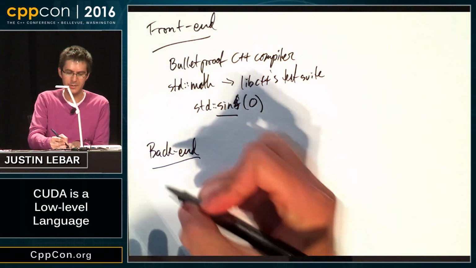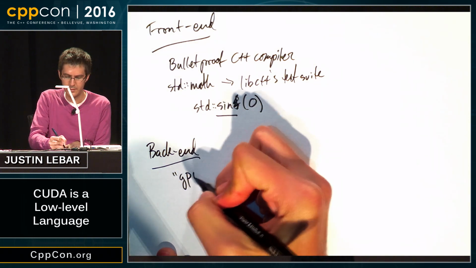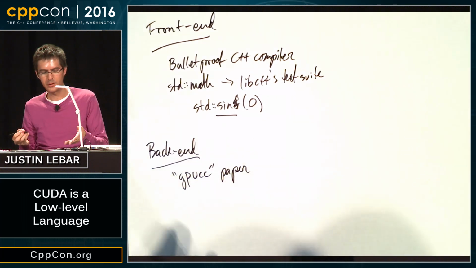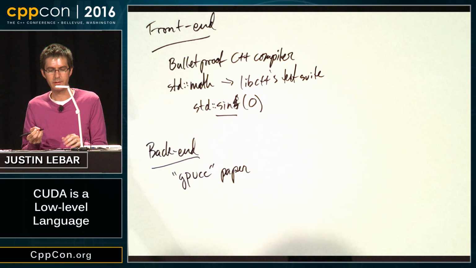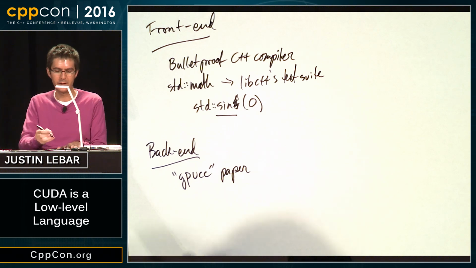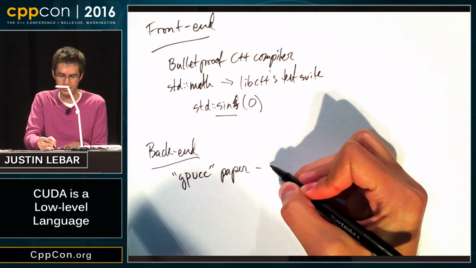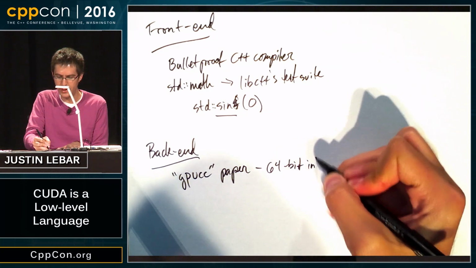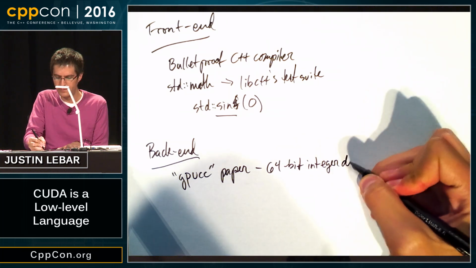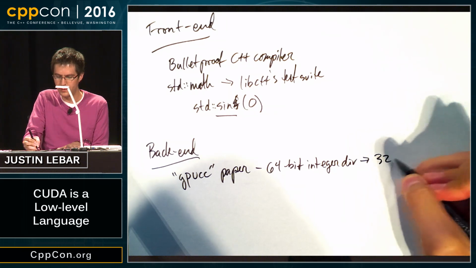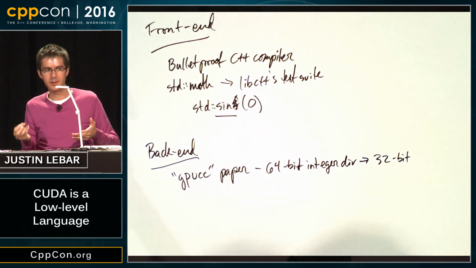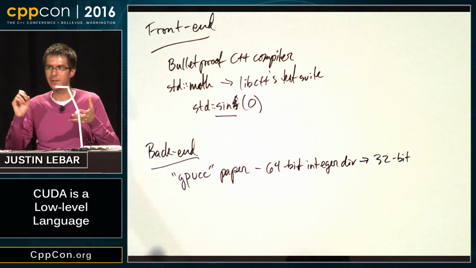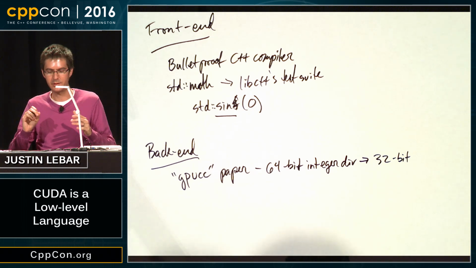In the GPUCC paper, which is from some Googlers and is kind of the predecessor to CUDA support in Clang, they talked about an optimization of replacing 64-bit integer divides with 32-bit divides. What they did was check whether both operands of a 64-bit integer divide fit inside 32 bits, and if so, they do a 32-bit divide, and if not, they do a 64-bit divide.